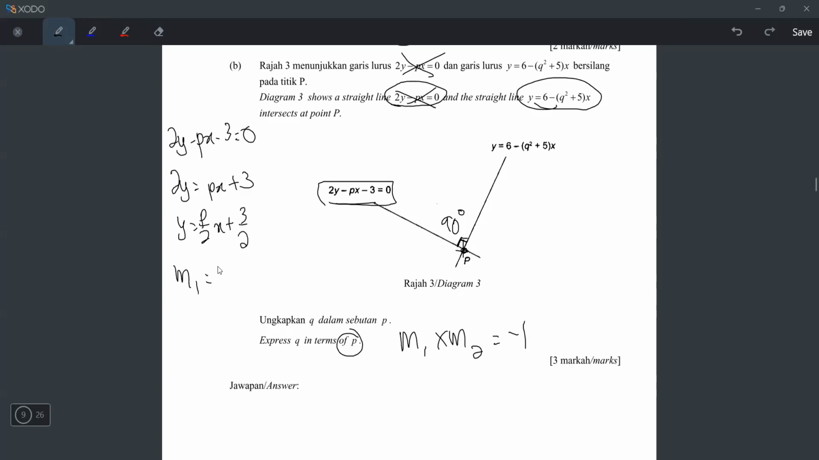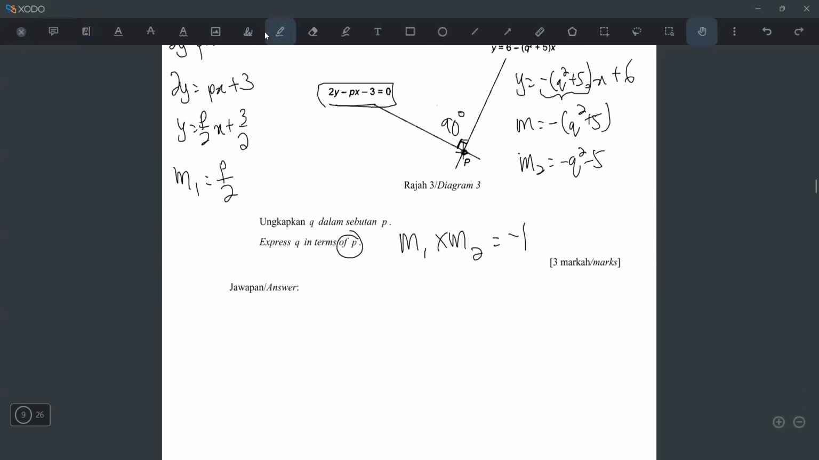My m1 is equal to p over 2. And I also need the gradient from the other line. y equals, let's expand a bit, negative open bracket q squared plus 5 close bracket x plus 6. If you look carefully, this one is already in linear form, y equals mx plus c, and the m is whatever is in front of the x, meaning the whole thing here. The negative I also have to take. You just have to expand a bit. So the m2 is actually negative q squared minus 5, because there's a bracket. When there's a negative outside the bracket, it changes all the signs inside the bracket. That's why it becomes like this.